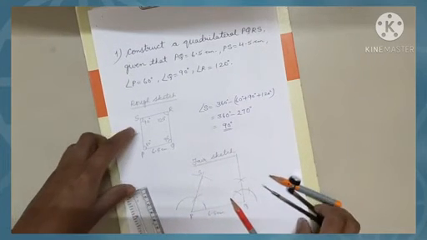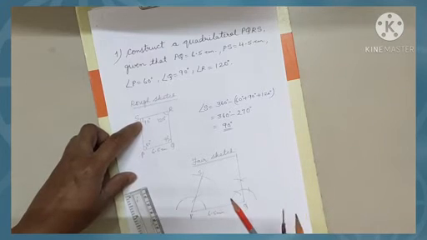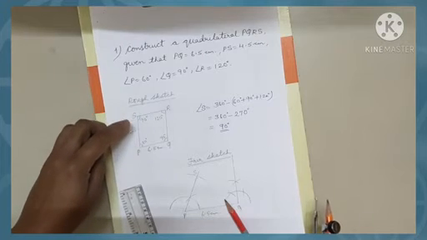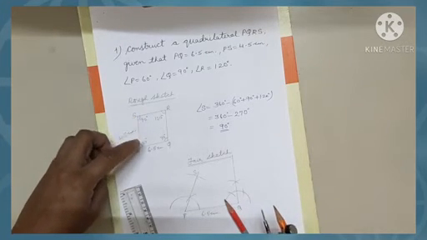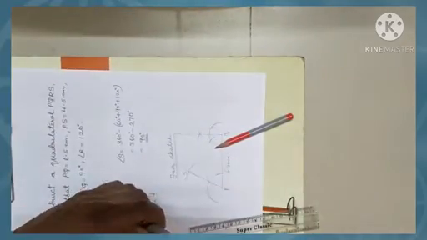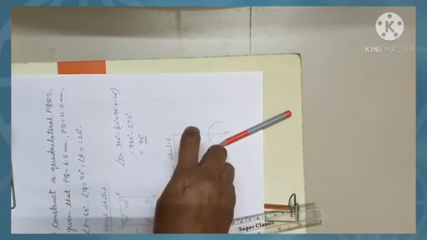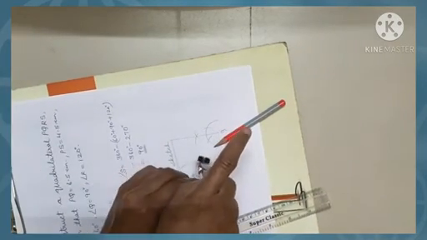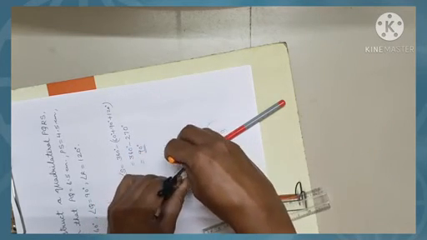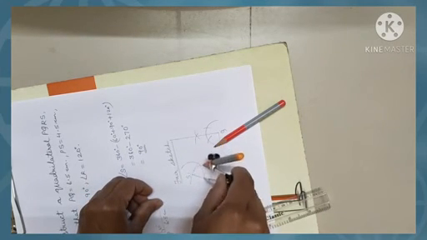Now we will construct 90 degrees on S. As we already discussed, the PS measurement is given, so on point S only, the fourth angle of 90 degrees can be constructed. So here we are using our compass to construct the 90 degree angle. Again the same process, we apply a semicircle and two arcs starting from a starting point.